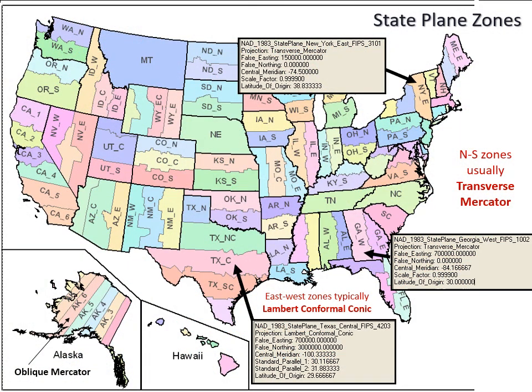So this is a map showing you the various state plane projections. California has 6 different zones, whereas Montana just has 1. So it's pretty arbitrary in terms of how many zones each state has.